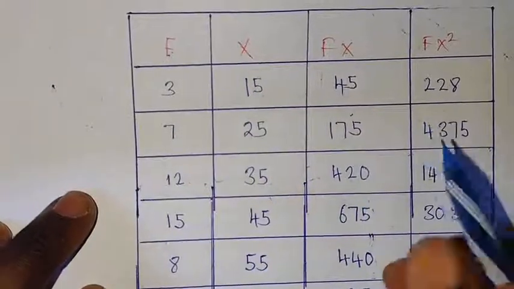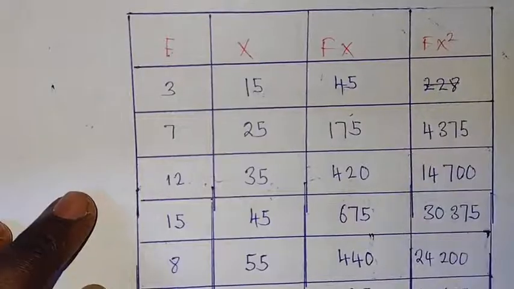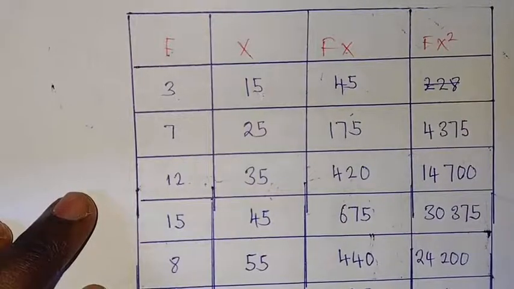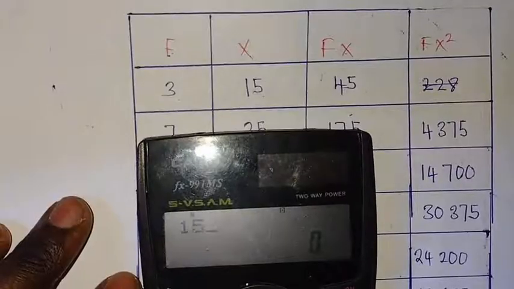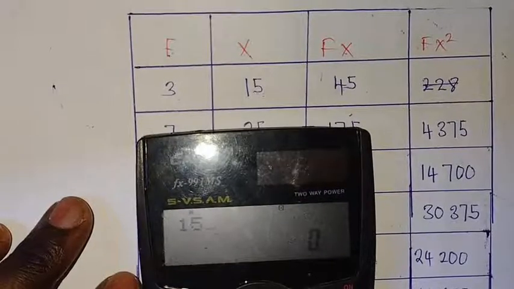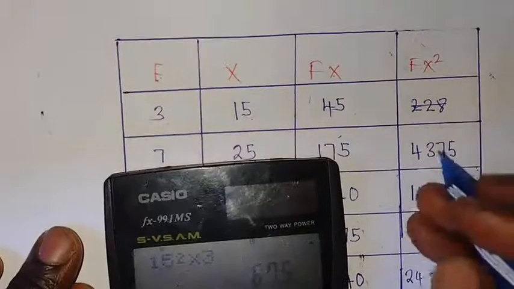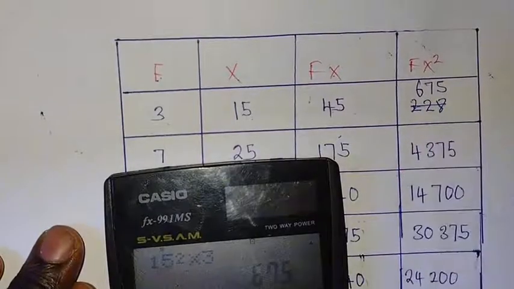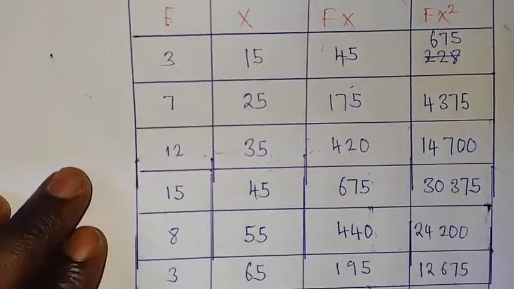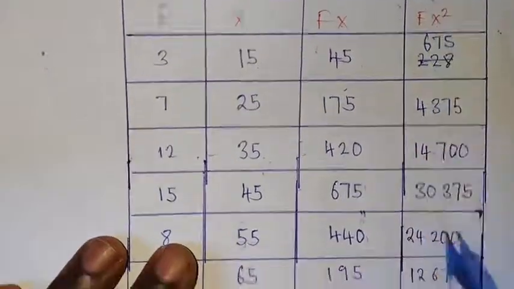I think I've even made a mistake right here. So you need to cross check also. We need to have 15 squared times 3. Yes, this will give us 675. So here is supposed to be 675. Now, upon doing this, find the summation of fx squared.